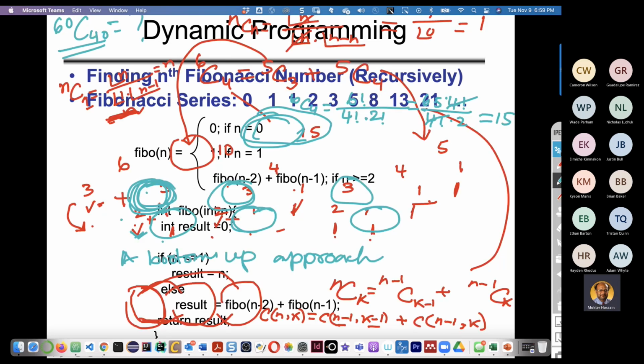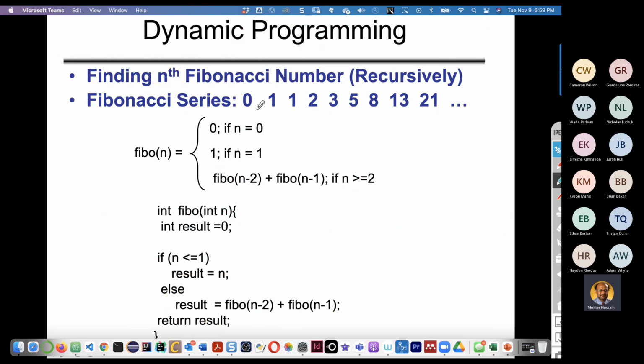Okay, please give attention here. So we know the Fibonacci series is like this, right? 0, 1, and every third number is the sum of the previous two numbers.